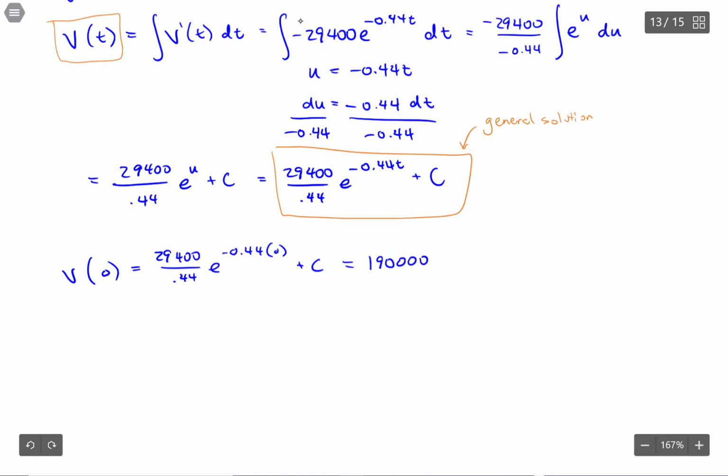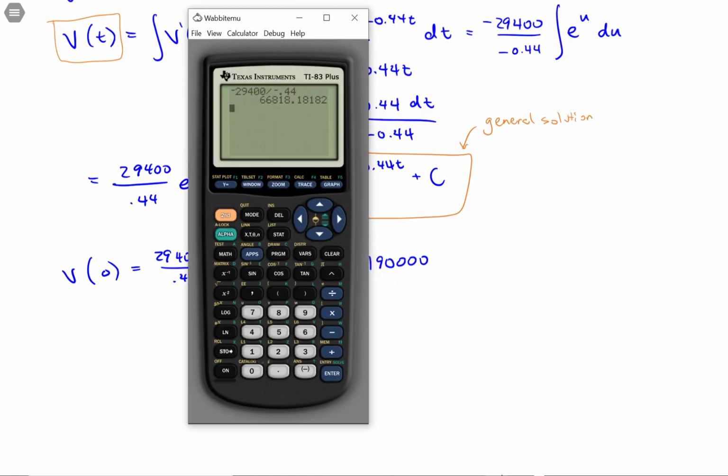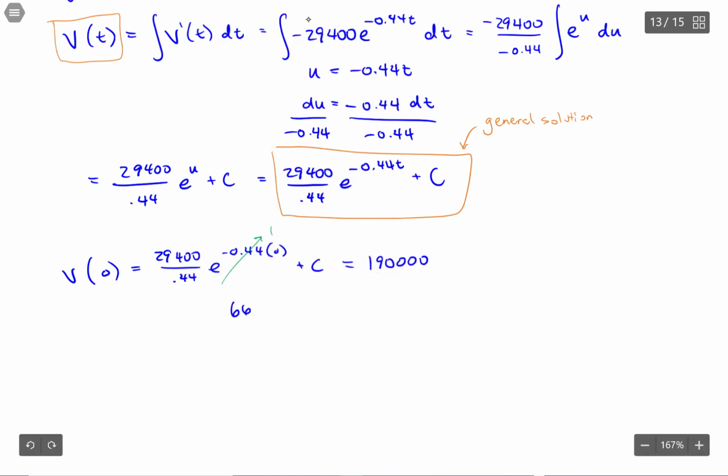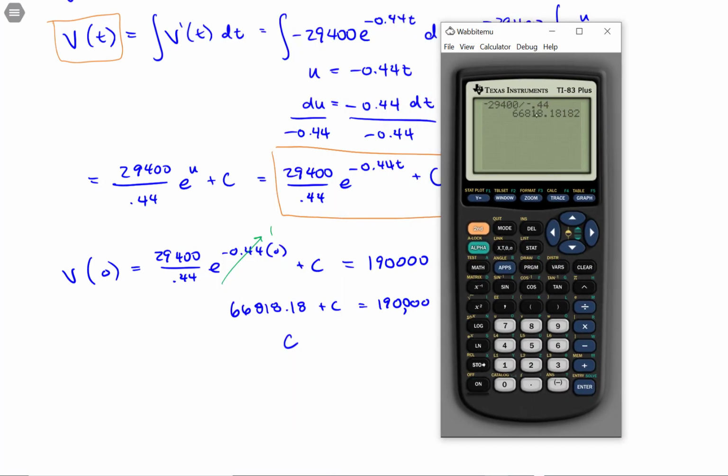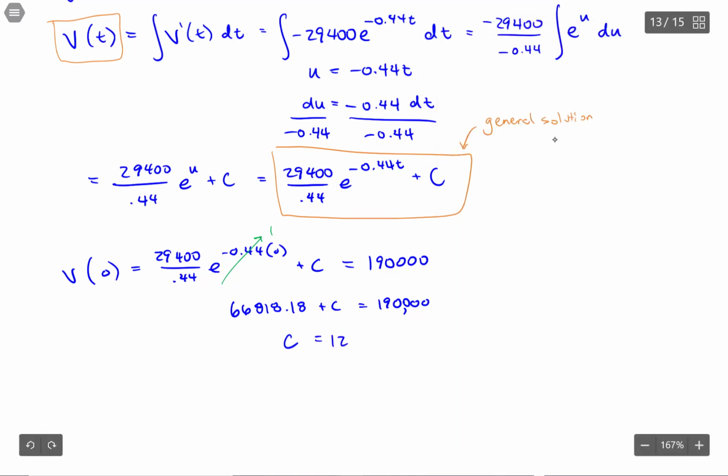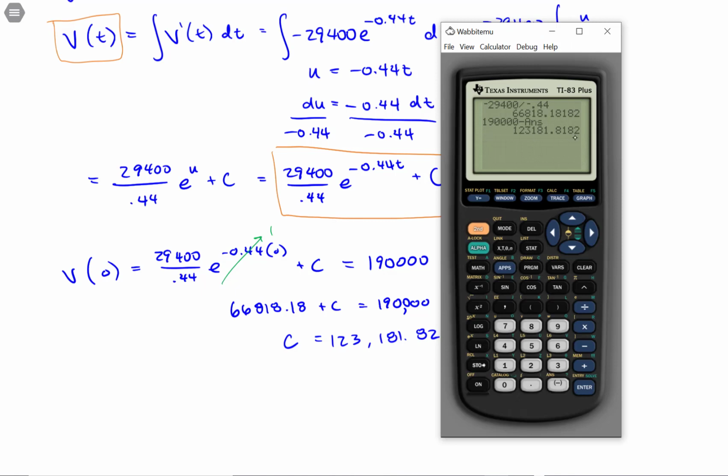Okay, so this just evaluates to 1, because e to the 0th power is just 1. So effectively, I have this constant, which is, I'll go ahead and just write it as a decimal now, 66,818.18. So 66,818.18 plus c equals 190,000. I put too many zeros there. Now I can figure out what c is just by subtracting this number from both sides. So 190,000 minus that value is 123,181.82. Make sure I copy that right. Good.